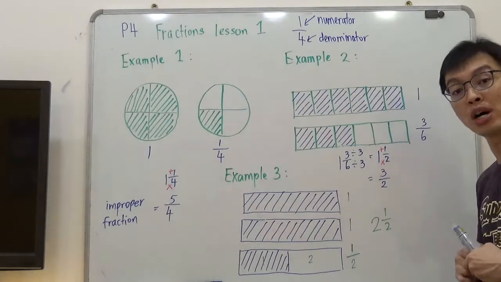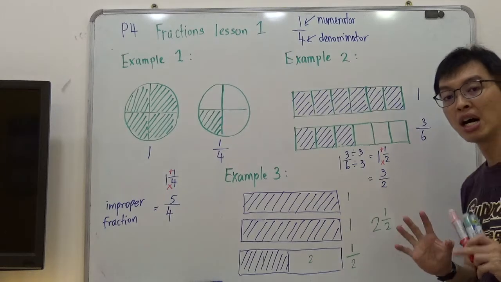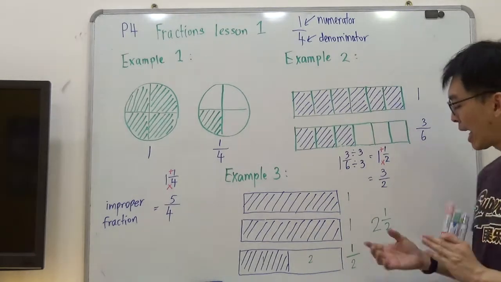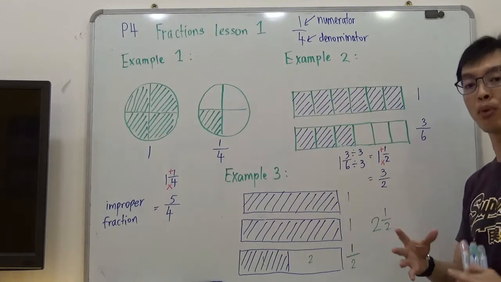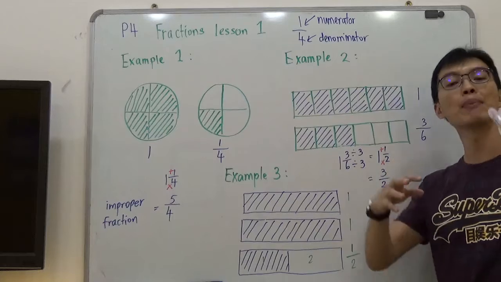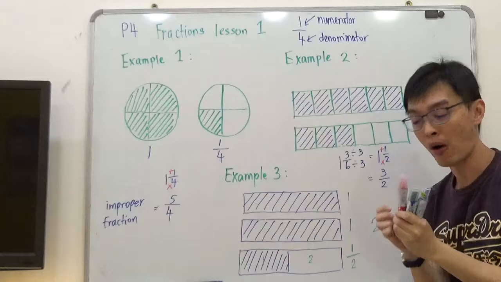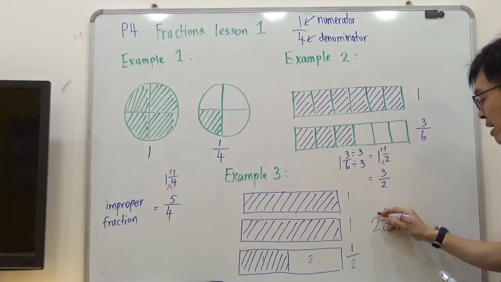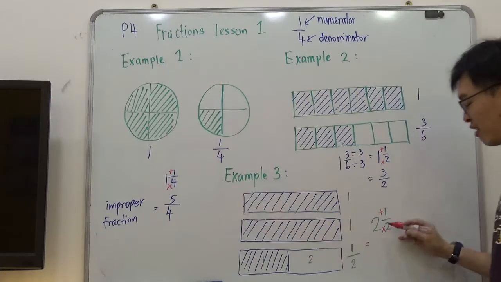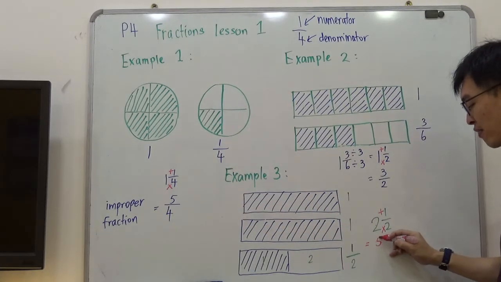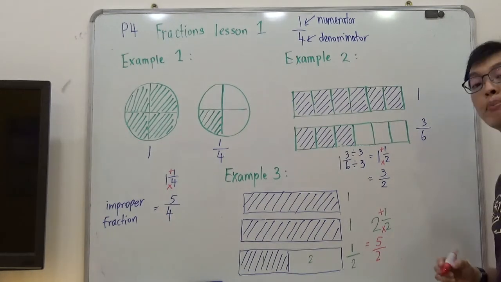If I want you to put 2 and a half into an improper fraction, how would you do that? This is a mixed number. A mixed number means you have a whole number and a fraction. So I want to put it into improper. Improper means the numerator is big, denominator is small. So put a times, put a plus. 2 times 2 is 4. 4 plus 1 is 5. 5 over 2. So this will be your improper fraction.